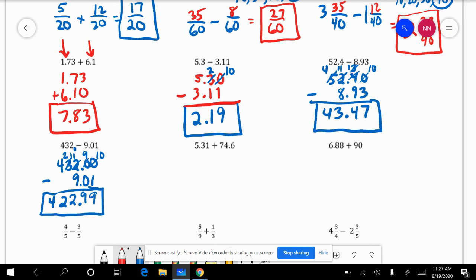Looking at the next one, I'm going to line up the decimals. 5.31 plus 74.6. I'm going to put 0 as a placeholder. When I add them up, I get 1, 9, 9, and 7. So I have 79.91.